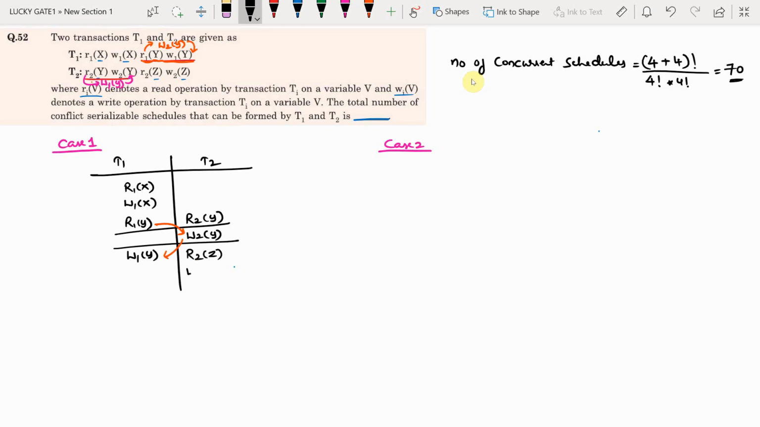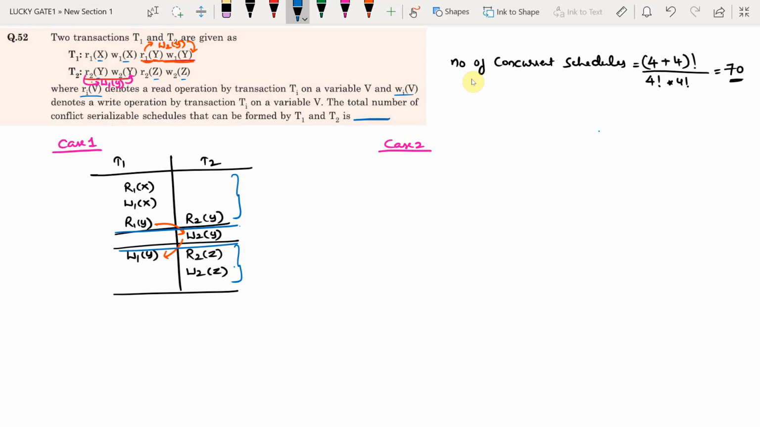R2Z and W2Z. Now, see here, I am treating this problem as two problems. One is in the upper part, this one is in the bottom part. In the upper part, the 3 operations of T1 and 1 operation of T2 appear in any number of ways, it is not going to form a cycle.